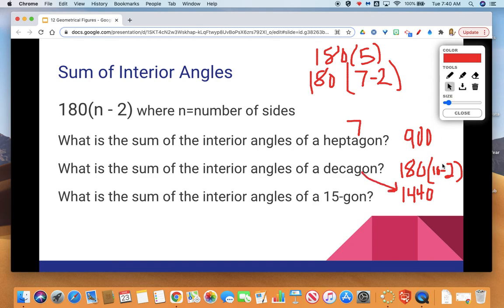So that is a formula that we can use for any number of sides. Here's an example where you might just see that number plugged in as a 15-gon. If I plug in a 15, try that, 15 minus 2, 13 times 180, I got 2,340 degrees.